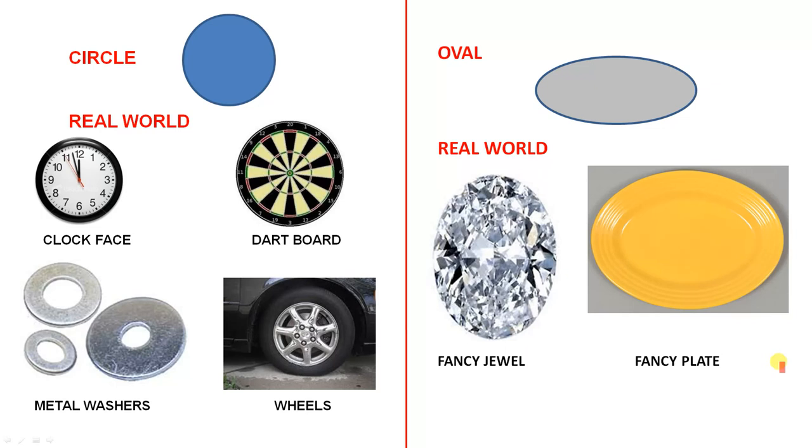So this video has presented some very common 2D shapes. The oval is probably not as common as the rest, but it's still around. And it gives you some real-world examples where these shapes occur.